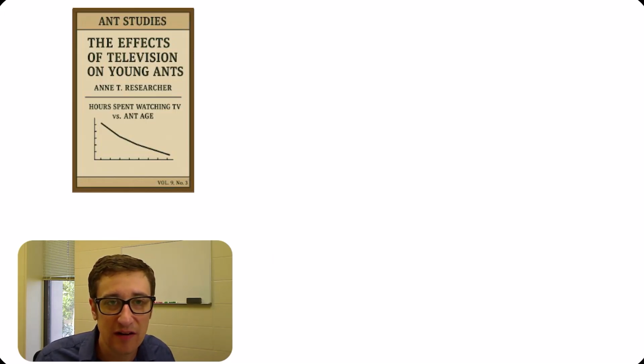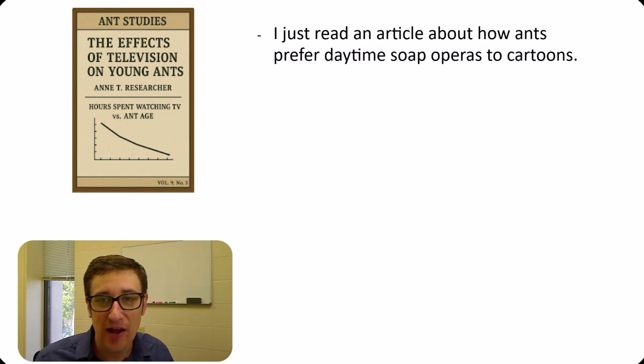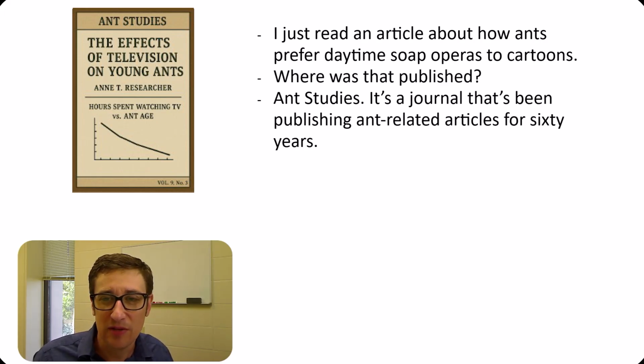And our last one here. Let's say we look at a journal article. So this is an academic journal article about the effects of television on young ants. I just read an article about how ants prefer daytime soap operas to cartoons. Where was that published? Ant Studies. It's a journal. It's been publishing ant-related articles for 60 years.